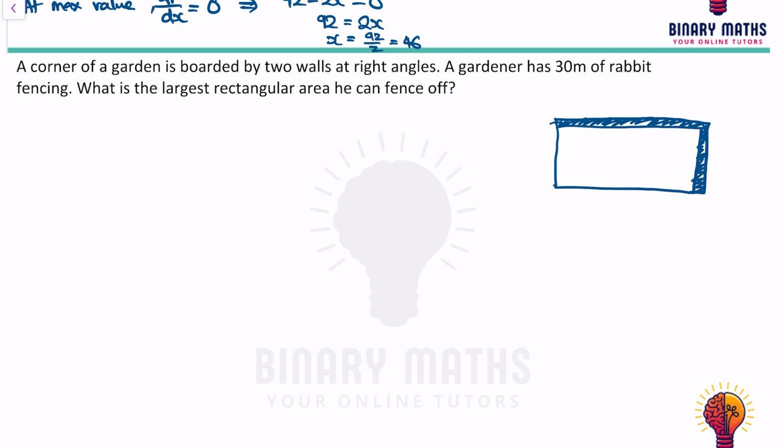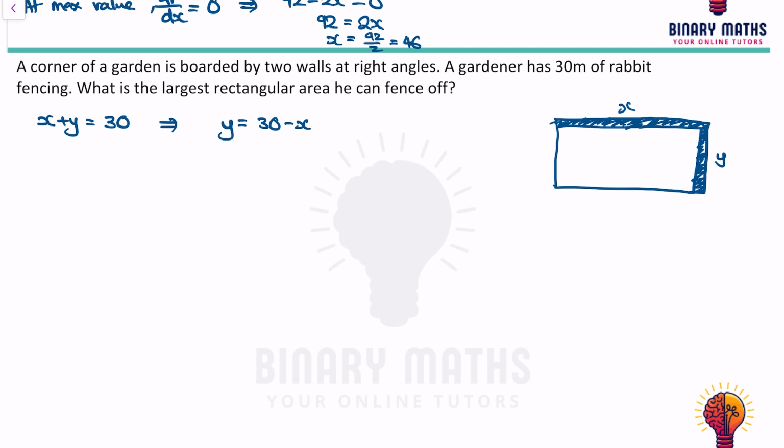Okay, a gardener has 30 meters of rabbit fencing. What is the largest rectangular area he can fence off? So we've got obviously two lengths involved. Let's call these X and Y. Then we know, because he's fencing only these two lengths, that X plus Y is equal to 30 meters, which implies Y is equal to 30 minus X, if you want to make Y the subject of the formula.